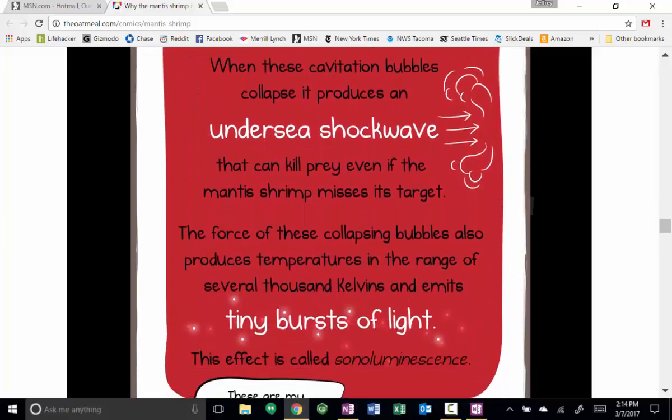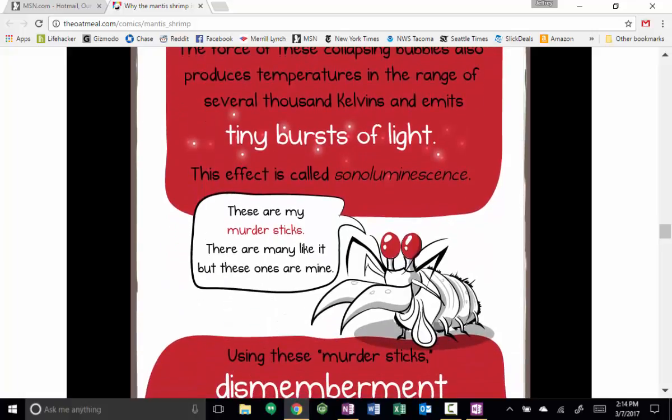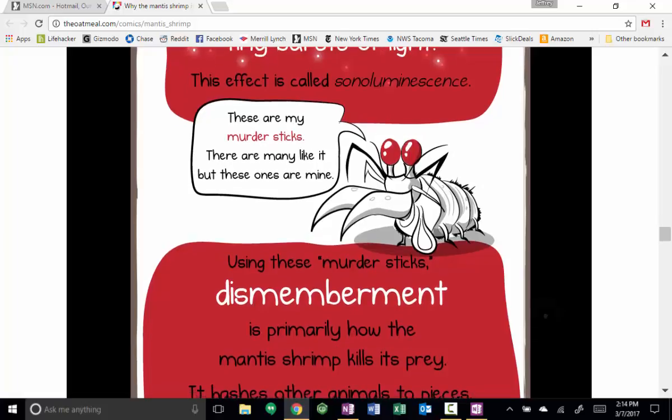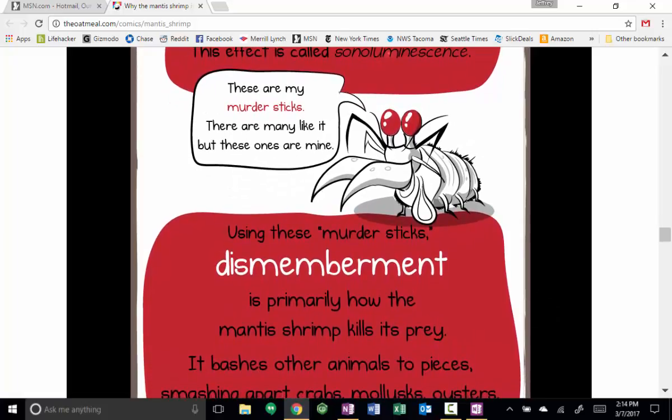The crazy thing, too, I thought was funny, was you can't put them in a fish tank because they'll knock holes through your fish tank. They're incredibly violent. So you can see these are my murder sticks. There are many like it, but this one is mine.